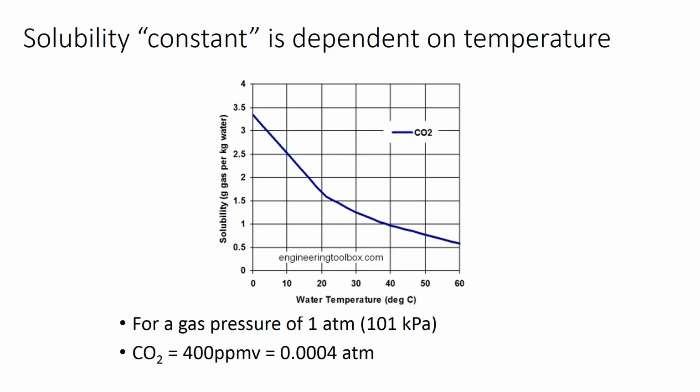So I mentioned this term solubility constant, and of course it's not actually constant. It turns out that at different temperatures you can get different amounts of gas to dissolve in the water relative to the concentration or partial pressure in the atmosphere overlying. So we've got the solubility of gas per kilogram of water. This is the amount, if we had 1 atmosphere of pure gas, so pure CO2, we could get much more of it to dissolve at lower temperatures than we can at high temperatures.